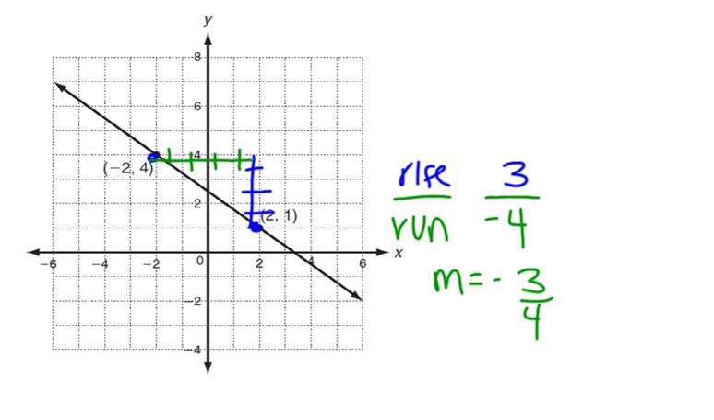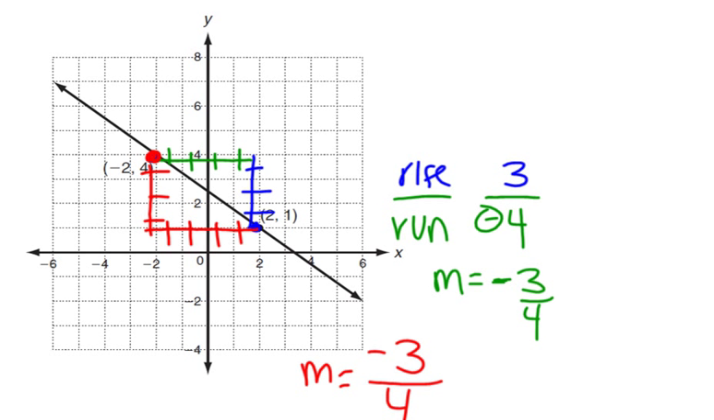Again, 3 divided by -4, that's still the same as -3/4. We just always write the negative up in the numerator. We don't ever like to see the negative down here in the denominator like that. Let's go the other way just to prove to ourselves. If I start up here at the red dot and I go down, how many do I go down? 1, 2, 3. Well, going down is negative. How many do I run over to the right? 1, 2, 3, 4. And going to the right is positive. So here again, I get a slope of -3/4.